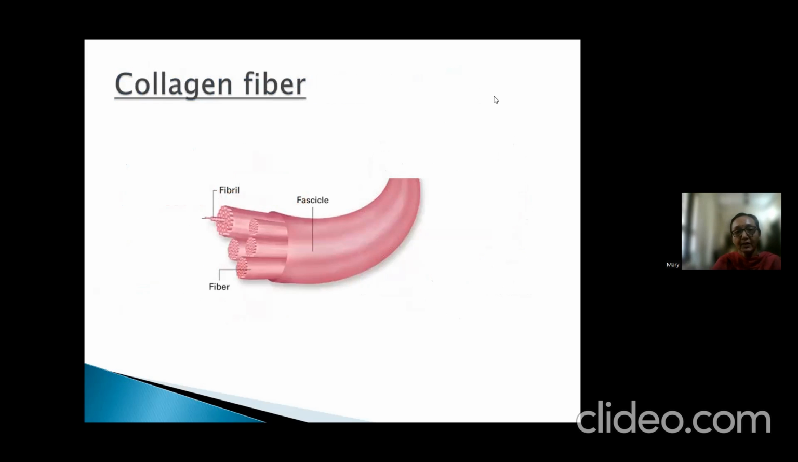Now, coming to the extracellular components, which includes the collagen fiber. The smallest unit of the collagen fiber is known as the fibril. Now, a number of fibrils together constitute the collagen fiber, and these groups of fibers together constitute to form a fascicle.